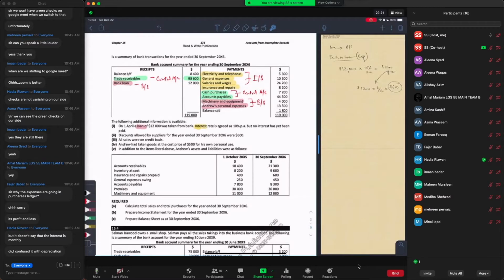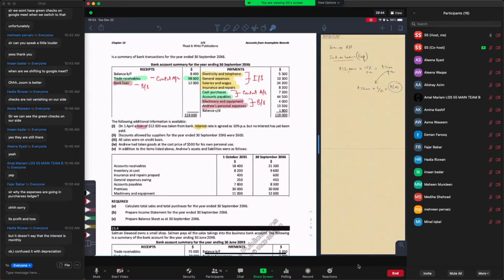Now the next part is discount allowed by suppliers for the year ended 30th of September, 600. Now this is a classic trap here. You can see the term used over here is discount allowed, whereas this is not discount allowed. This is discount received. You see, discount allowed by suppliers. You allow discount to your customers. You receive discount from your suppliers.